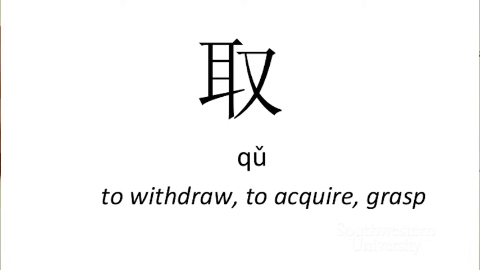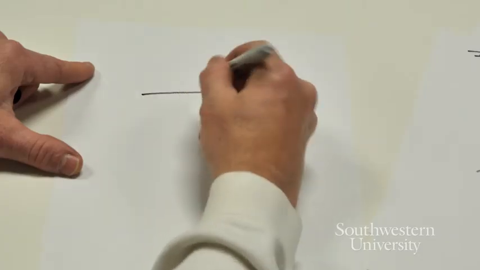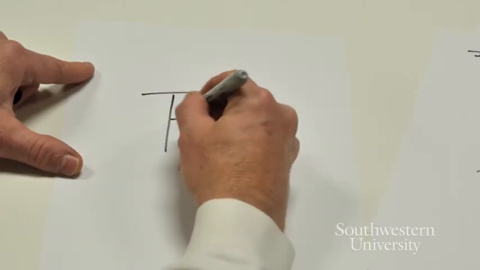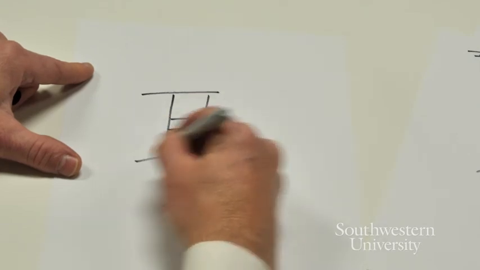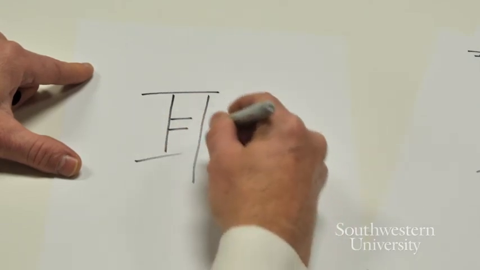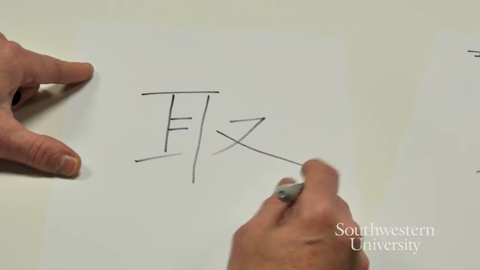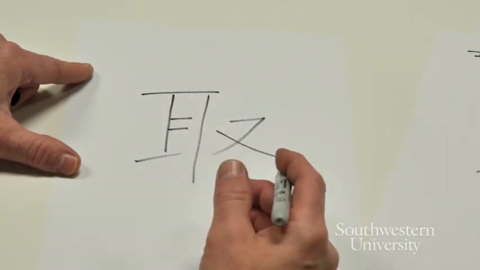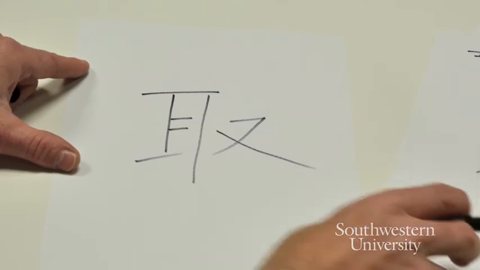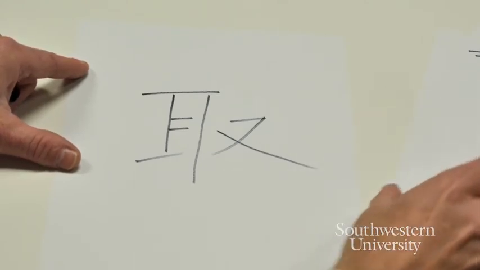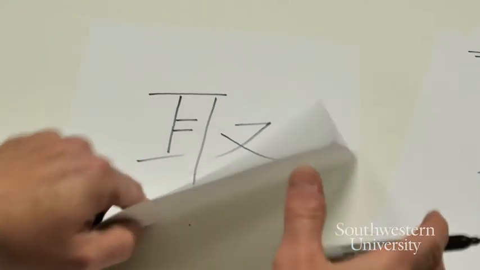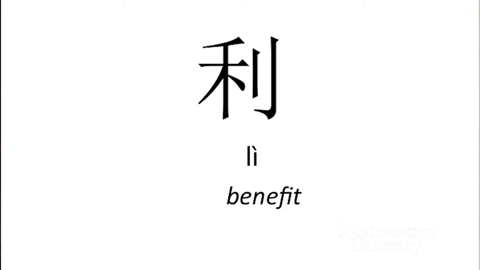Qu. This is an ear on this side, and here we have a right hand. So to take something, indicating that in the past, in China, people used to take each other's ears. Actually, I have no idea why that would be used in that way.